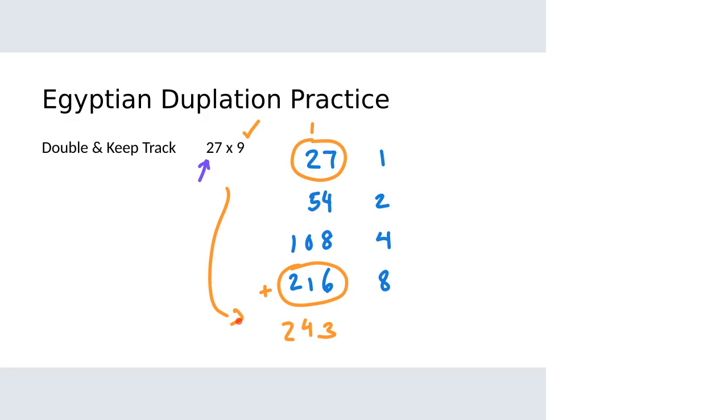And one of the things I want to show is that this really emphasizes that it's a beautiful example of the distributive property, because how we got to 243 here is we did 27 times 1 plus 8. We did 27 times 1 plus 27 times 8. That's how we got to 243. The Egyptian duplation is a beautiful example of the distributive property. We just kind of have to think about it in those terms, that what we did was 27 times 1 plus 27 times 8.